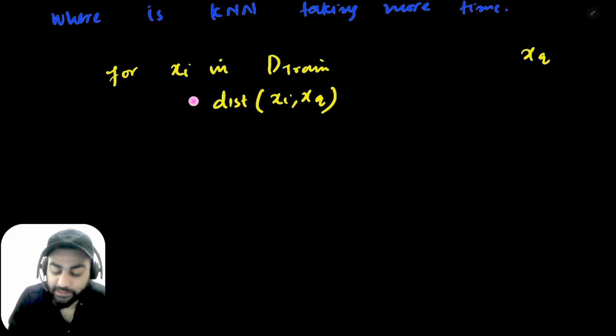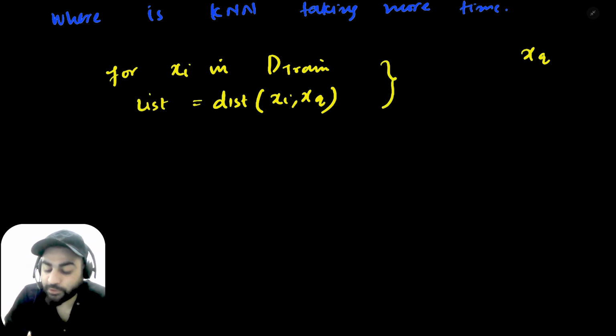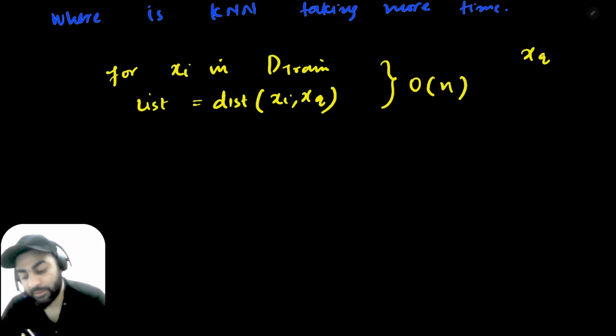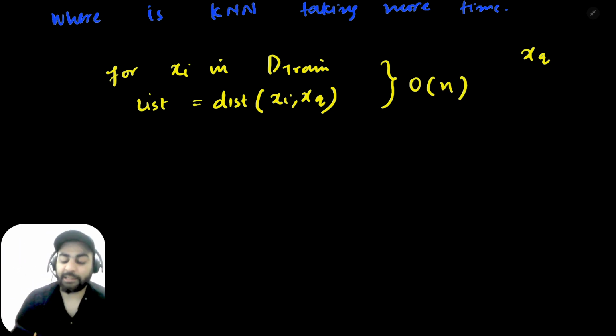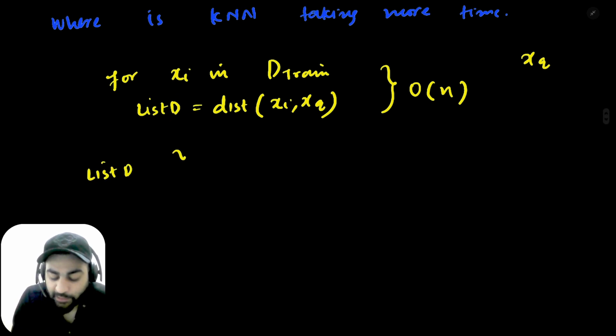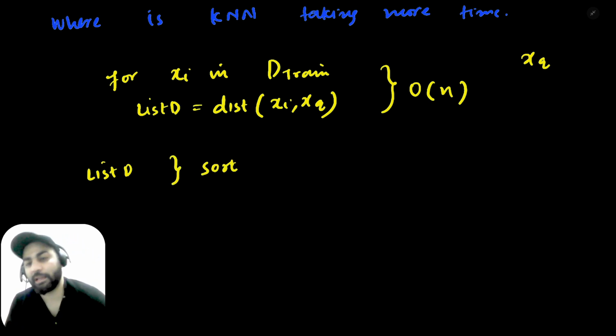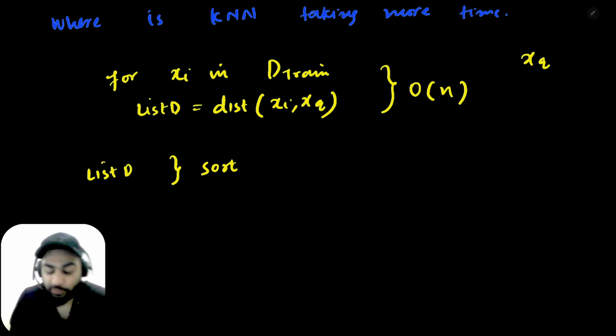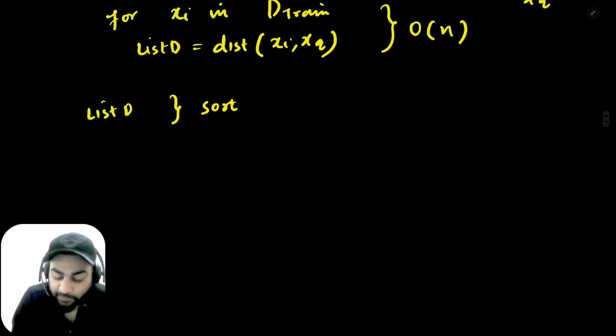Okay, and then we saved it in some list, let's suppose. And this loop was running order n times. Then the second time, after we had that list, list D, the list of distances, we had to sort it. Even if not, there are things where you can just keep track, and then you just took the minimum number of these.